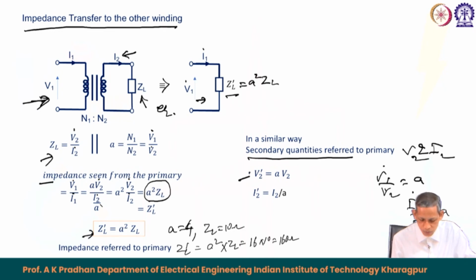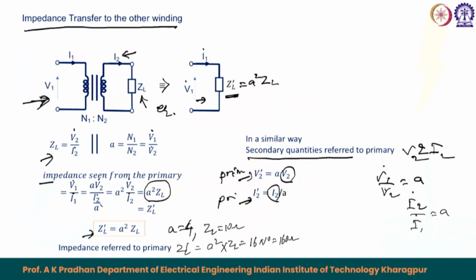V2 dash here implies the primary side voltage for a voltage of V2, and I2 dash here refers to the primary side current for a current of I2 in the secondary. So, in total for an ideal transformer we discussed 3 things: how the load impedance connected in the secondary is referred to the primary, how the secondary voltage is referred to the primary by multiplying by A, and how the secondary current is referred to the primary by dividing by A.